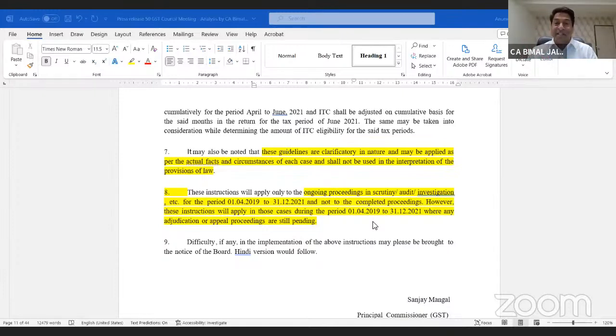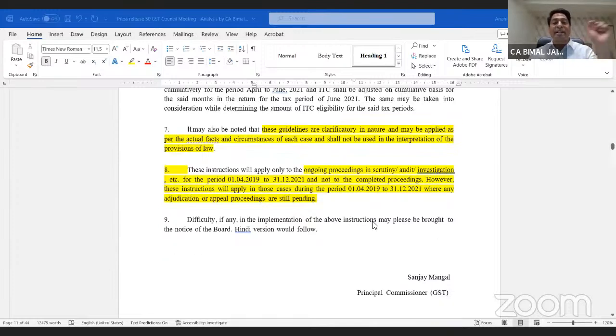Read para 8, which is again important. The instruction will apply only to ongoing proceedings, which are continuing in scrutiny. Scrutiny means you may have got an ASMT-10 scrutiny notice for discrepancy in return filed, or audit, or investigation, etc. for the period 1st April 2019 to 31st December 2021.